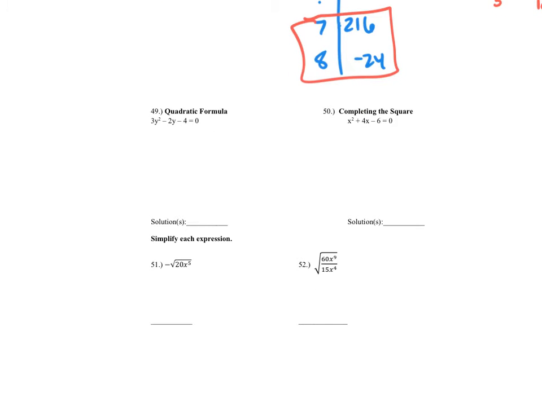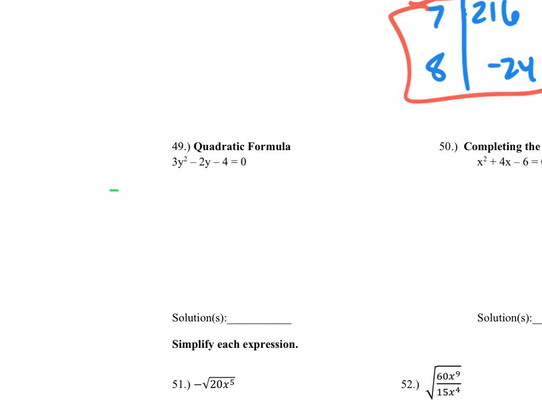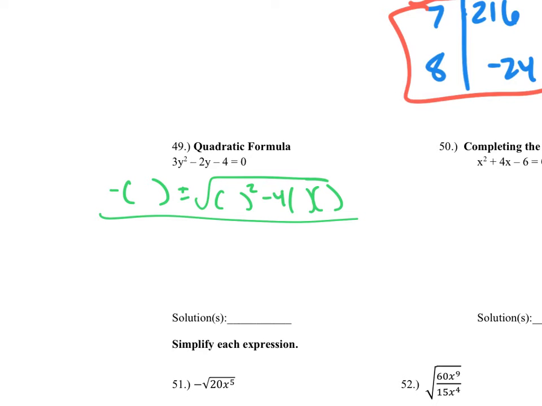So here we're going to be solving by the method that they instruct us with. For 49, they want us to use the quadratic formula. So we'd have negative b plus or minus the square root of b squared minus 4ac, all over 2a. My b value is negative 2.